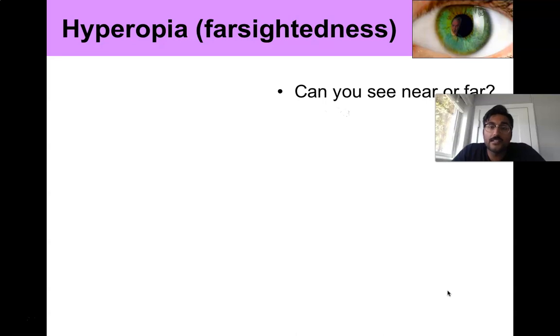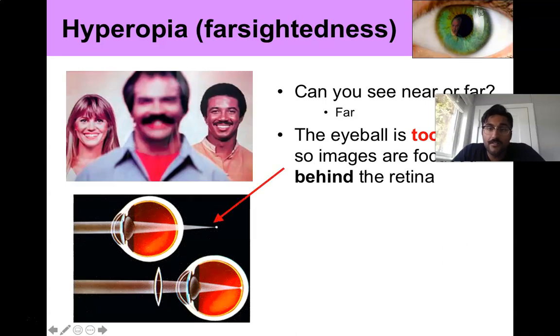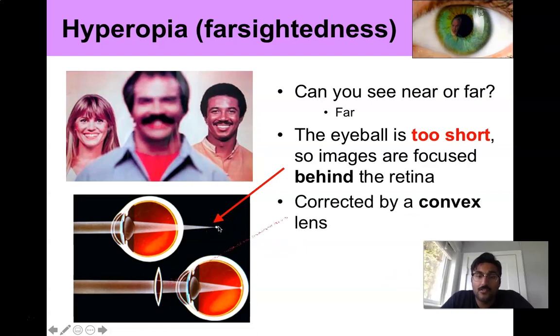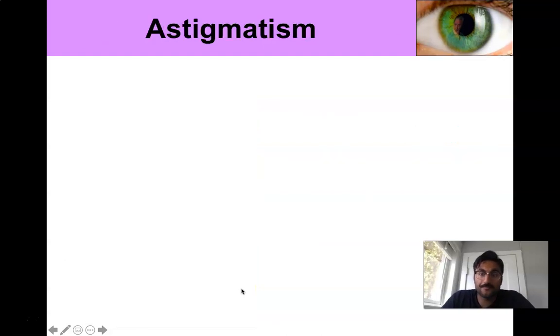Hyperopia or farsightedness is when you can only see far, and this is when the image is going to land past the retina. In this case, you have to use an opposite shaped lens, a convex lens, to bring that focused image right where it should be on the fovea centralis.